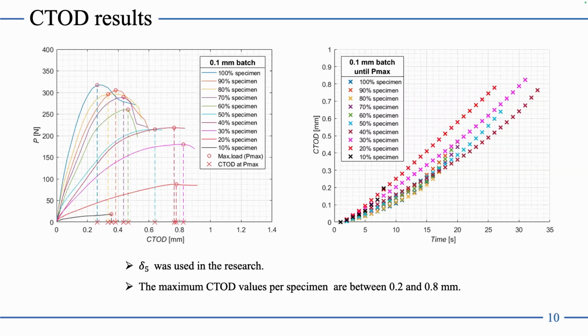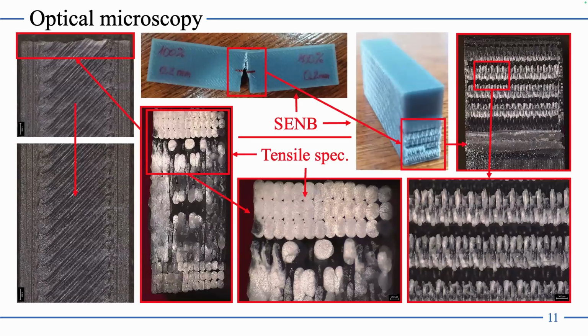And as we see on the diagram, the values go from about 0.2 up to 0.8 concerning the different infill densities. Now something about optical microscopy.